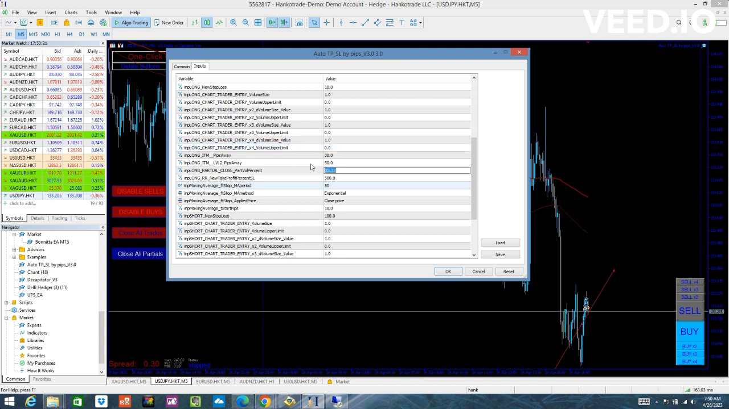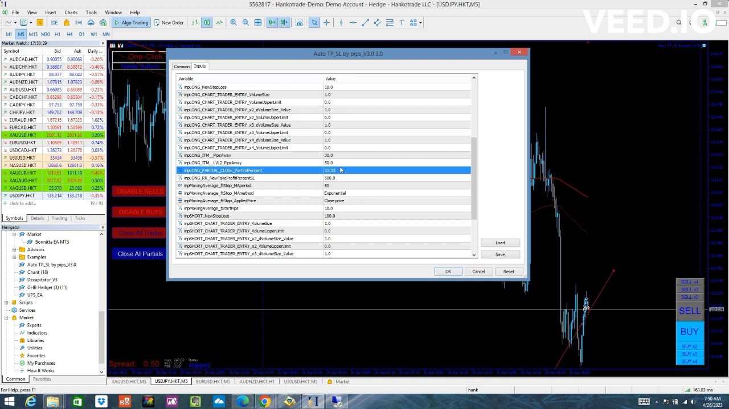So this will close partials automatically when the trade is in the money a certain amount. Like if the trade is in the money at least 30 pips, it will start closing partials. Could you do it by percentage instead, of like balance or equity?